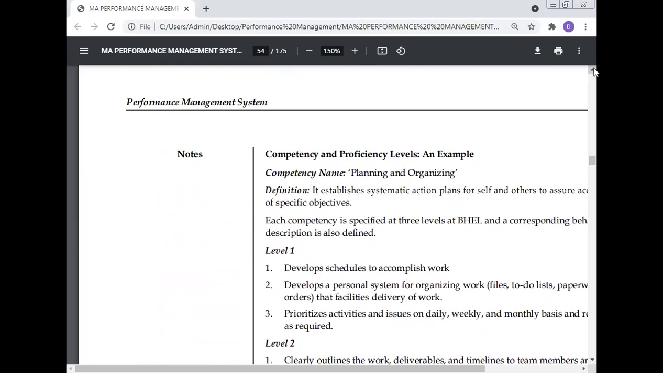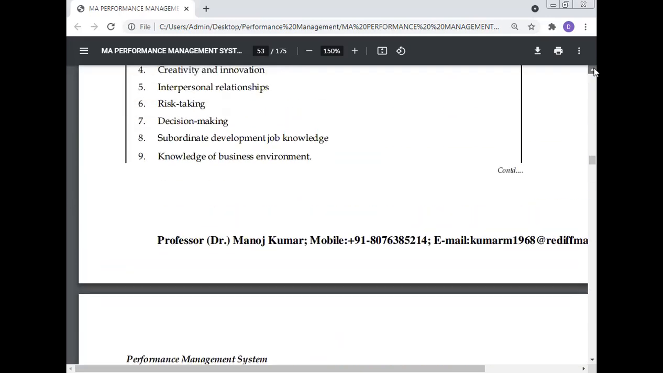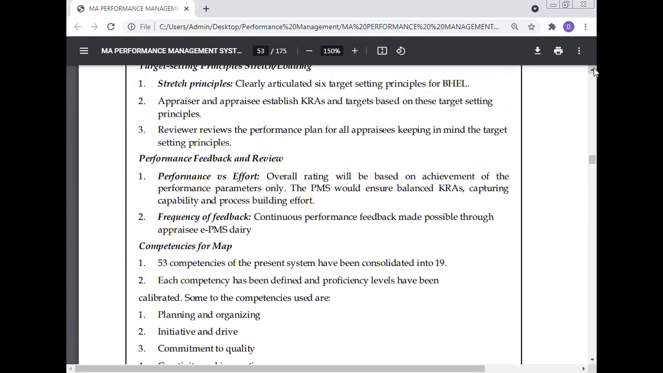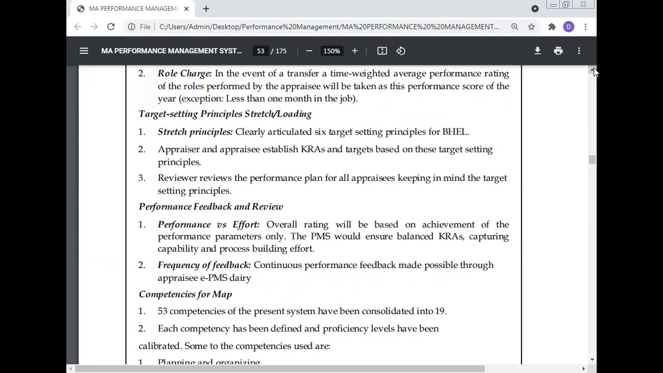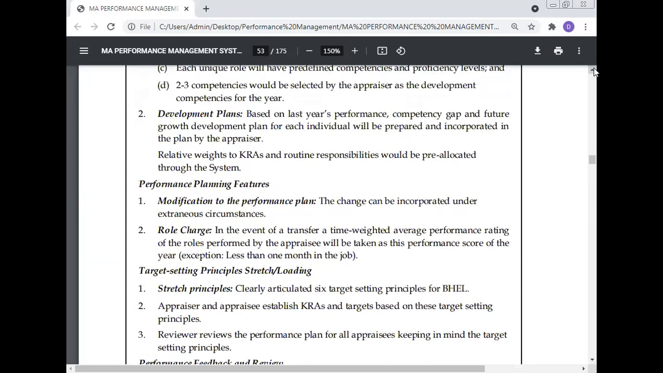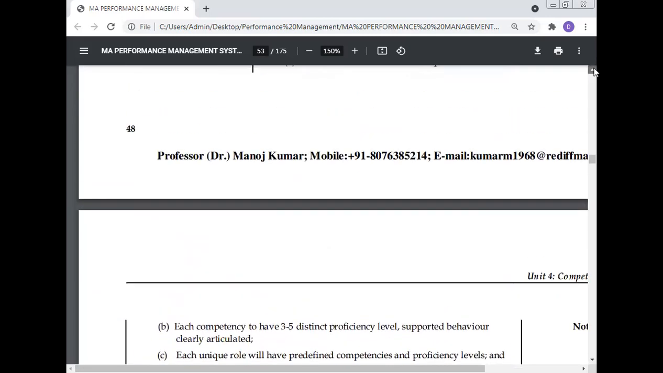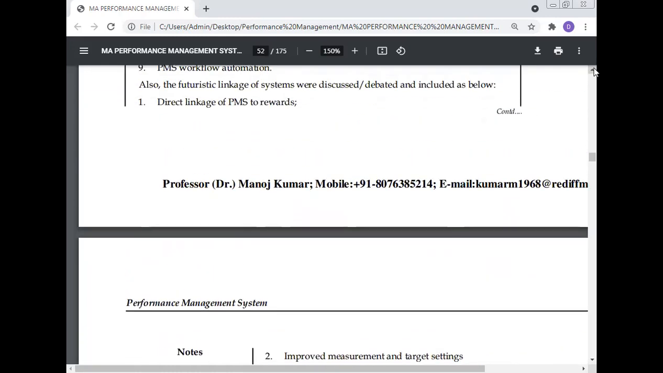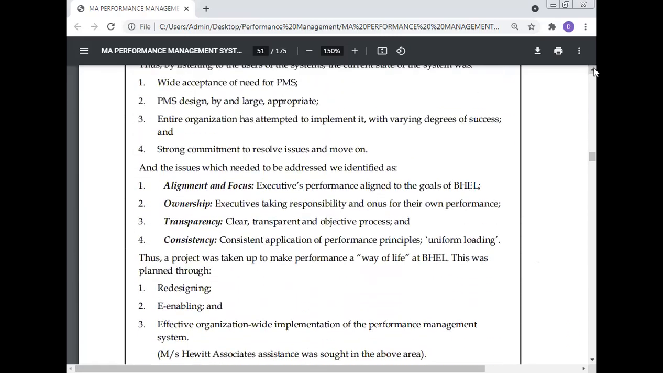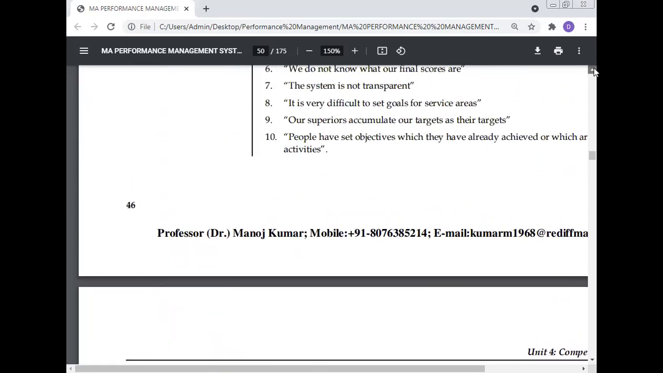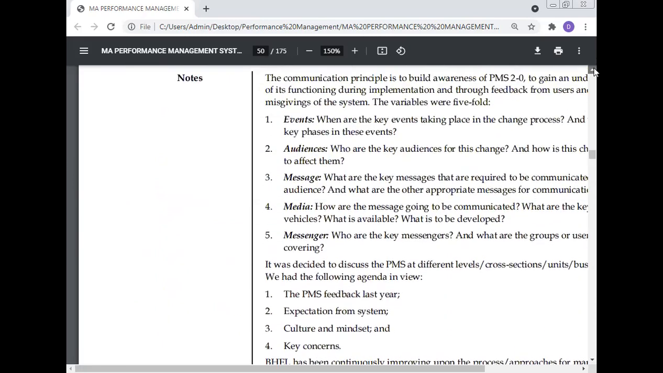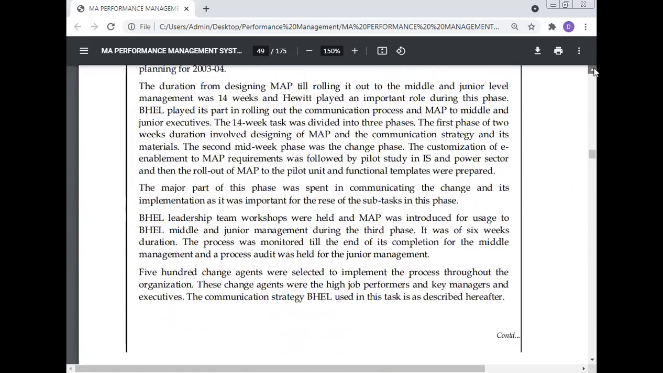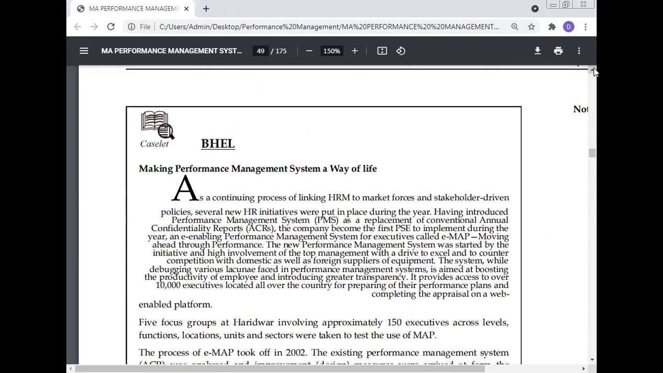Competency and proficiency level, an example. Performance feedback and the review. Performance planning features. Making the performance system a way of life in the field.